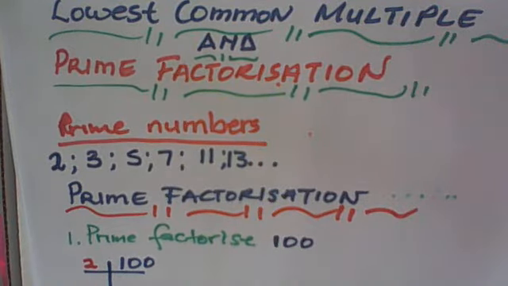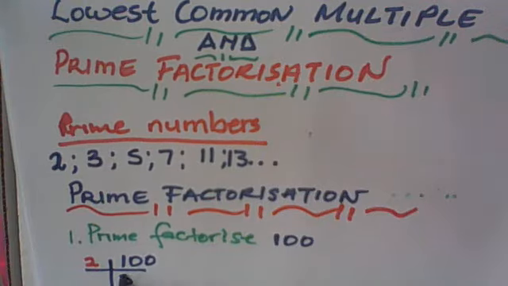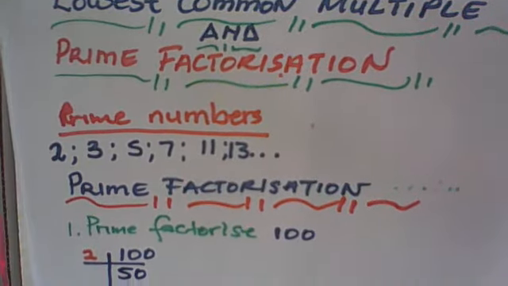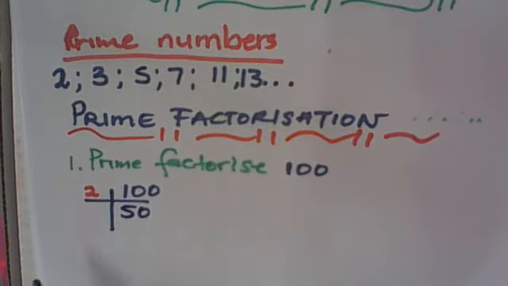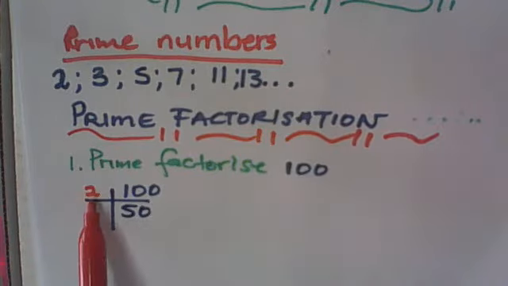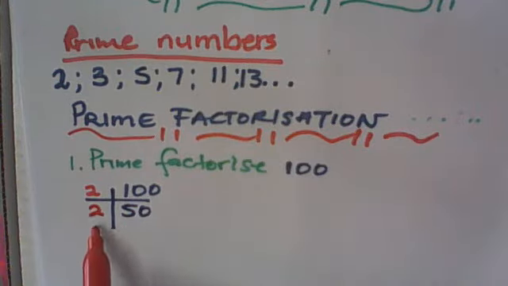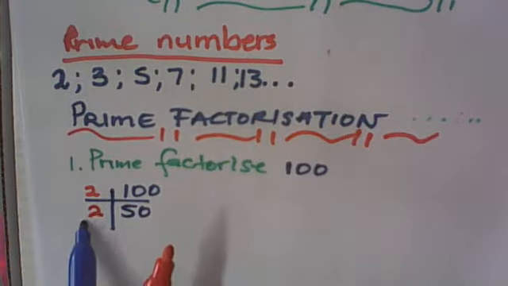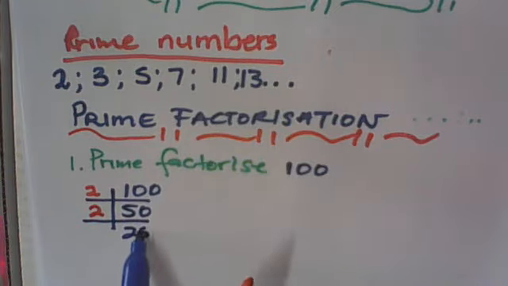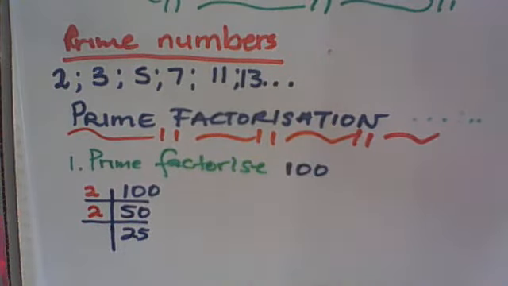This is a ladder method. You divide this by that, and you get 100 divided by 2, that will give you 50. And then you divide with 2 until it doesn't divide. 50 divided by 2 gives you 25.